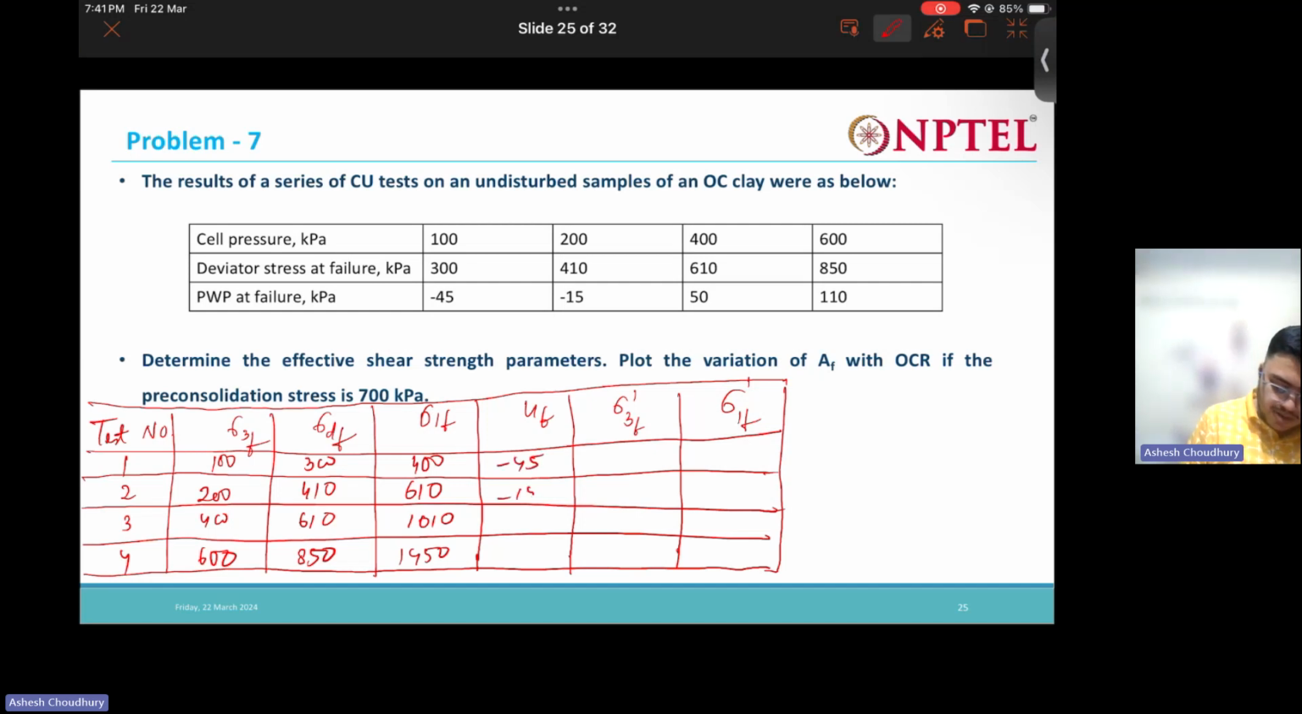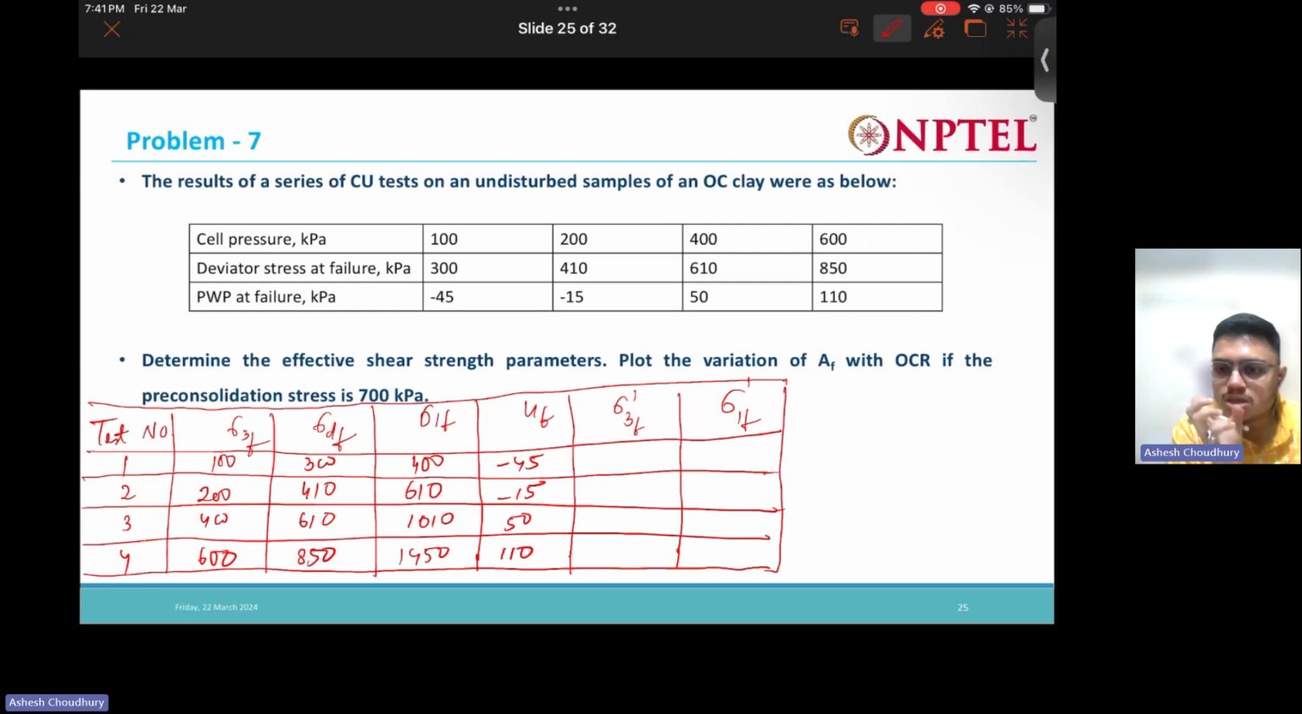You can see the negative pore water pressure values, and then it's becoming positive. So negative pore water pressure values are there initially. That is because the soil is highly over consolidated at the beginning. That's why there is a dilation.